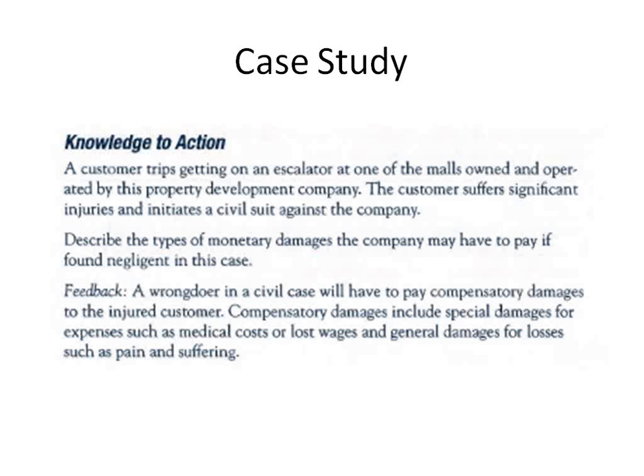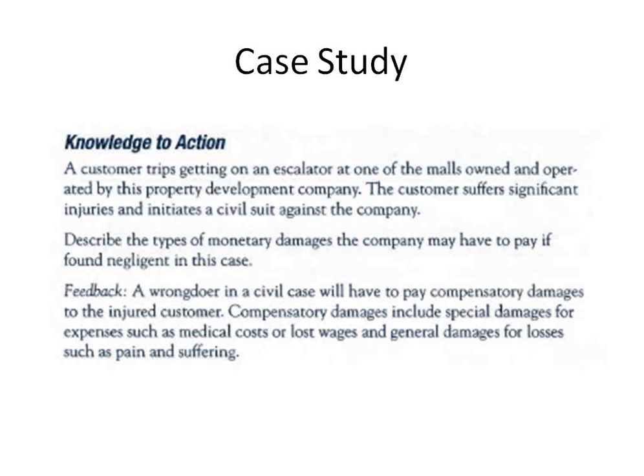Last couple here: a customer trips getting on the escalator at one of the malls owned and operated by the property development company. The customer suffers significant injuries and initiates a civil suit against the company. Describe the types of monetary damages the company may have to pay if found negligent in this case. The answer they give is that a wrongdoer in a civil case will have to pay compensatory damages to the injured customer. Compensatory damages include special damages for expenses such as medical costs or lost wages, and general damages for losses such as pain and suffering.